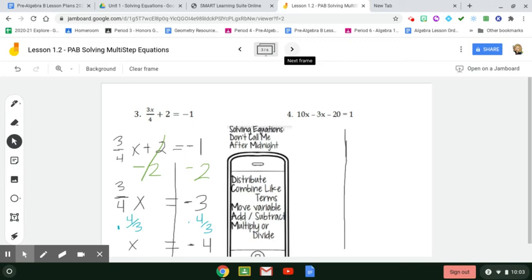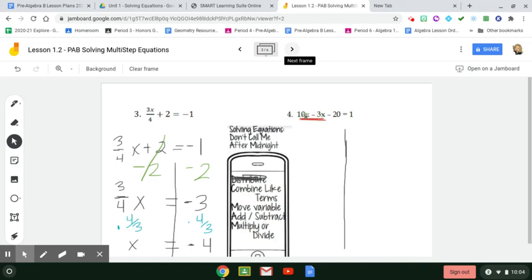So, don't call me after midnight. Well, distributive property, I don't see any parentheses, so I'm going to get rid of that part. But I do see a couple x's on the left-hand side that I could probably combine before I start doing anything. And this would be your 10x and your minus 3x.